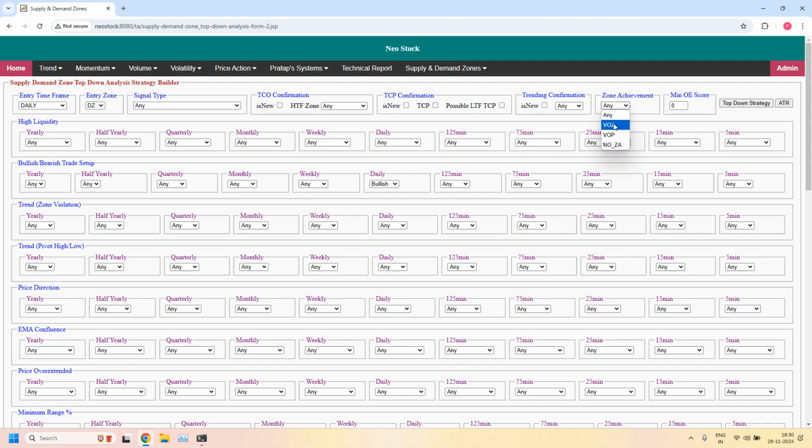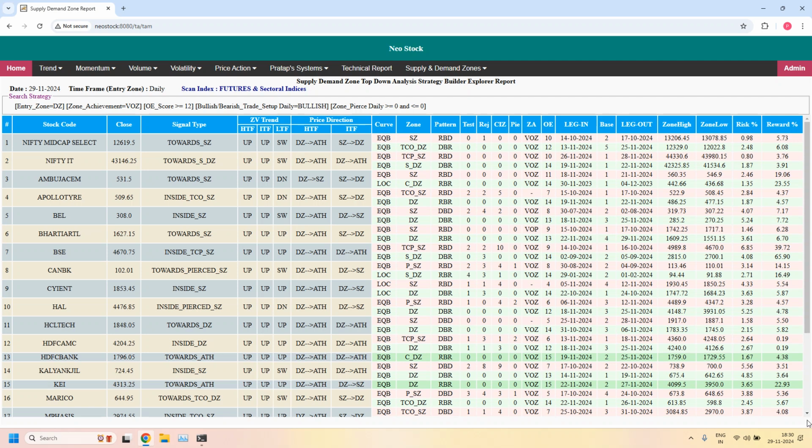Zone achievement should always be violated opposing zone. Minimum odd enhancer score 12. All three filters are applied to the daily demand zone. Now let's filter and see how many stocks we get. So, a good number of stocks. The first 16 stocks in this list.